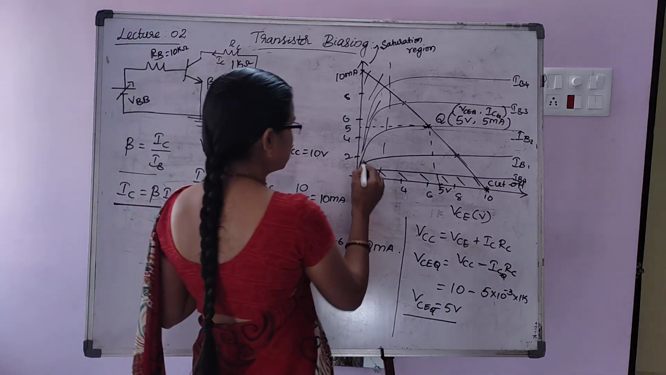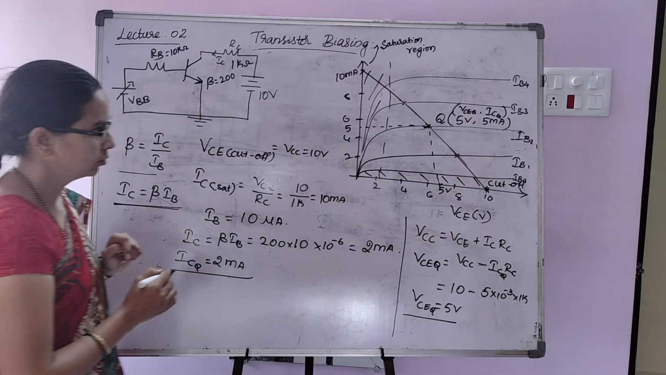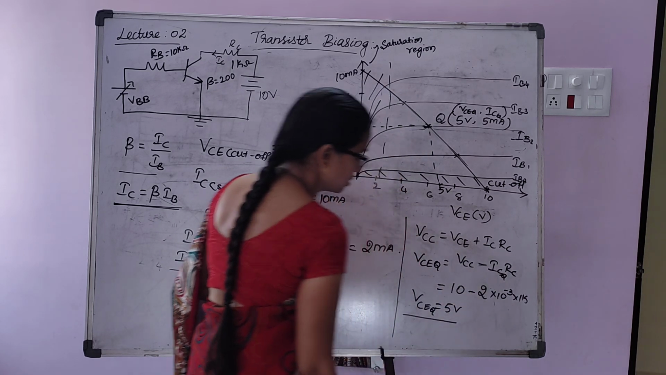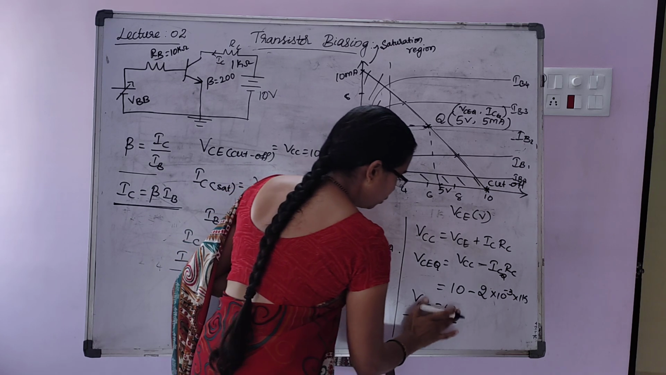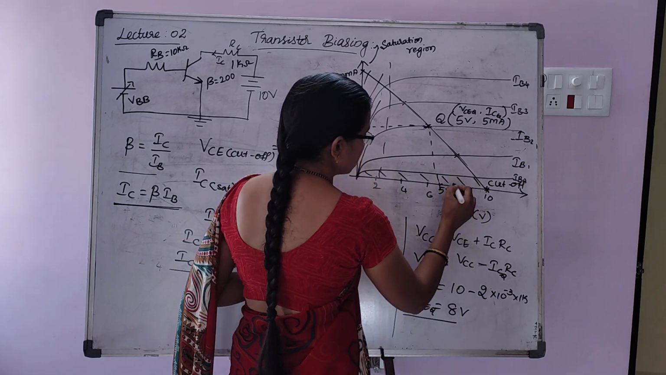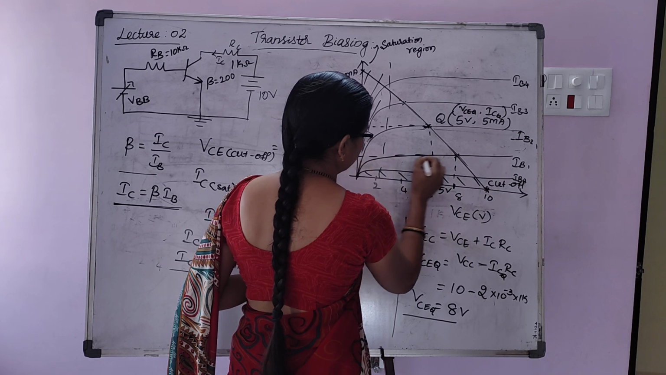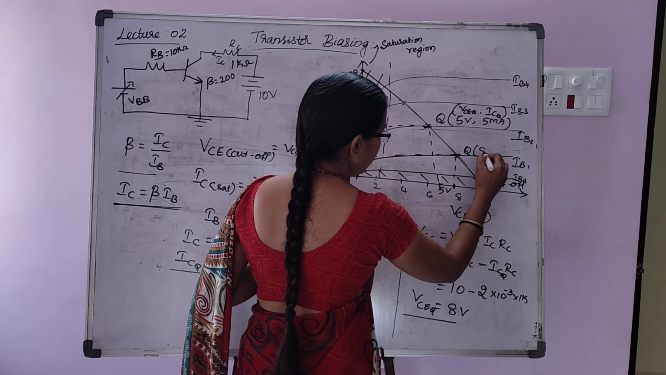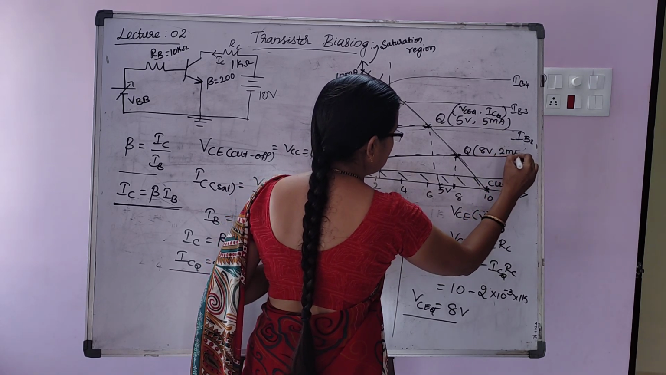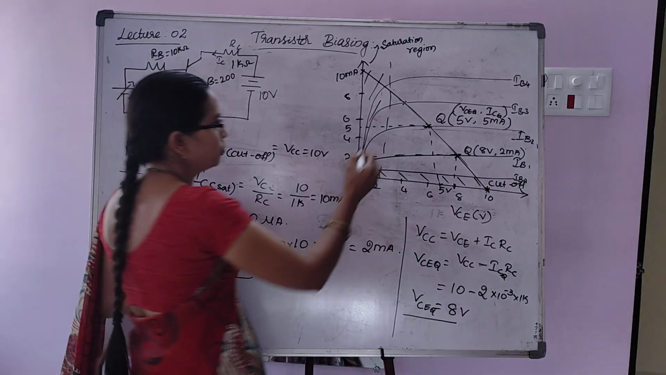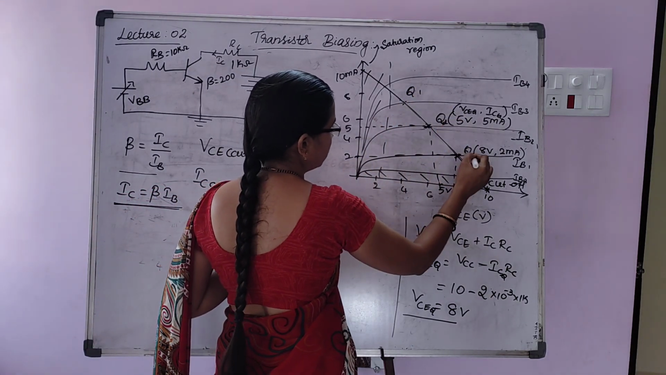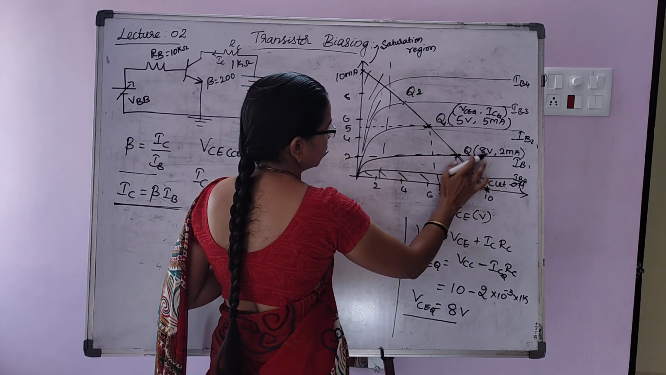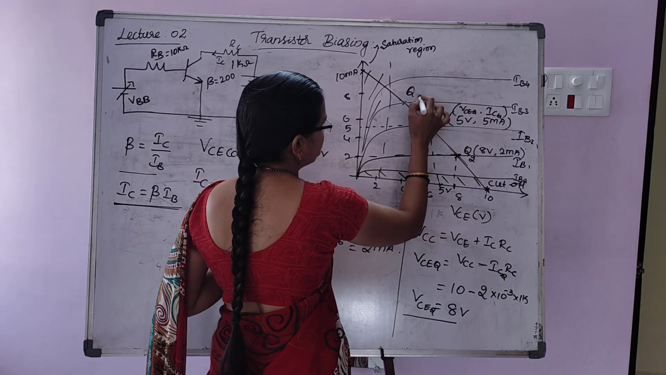So 2 milliamperes somewhere around here, and with ICQ 2 milliamperes, VCEQ is 8 volt, somewhere around here. This is the Q, which is having the coordinates of 8 volt and 2 milliamperes. This one I will call Q1, Q2 and Q3, or I will call this Q1 and Q2 and Q3.